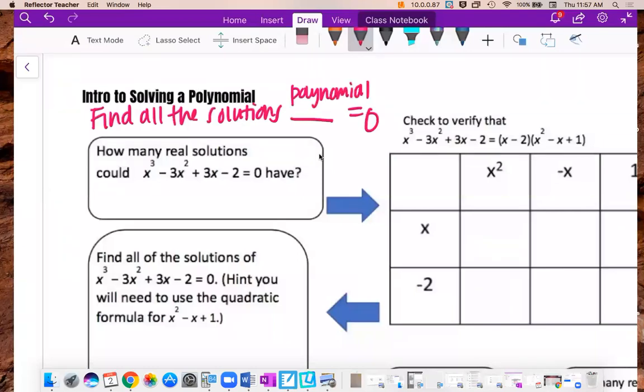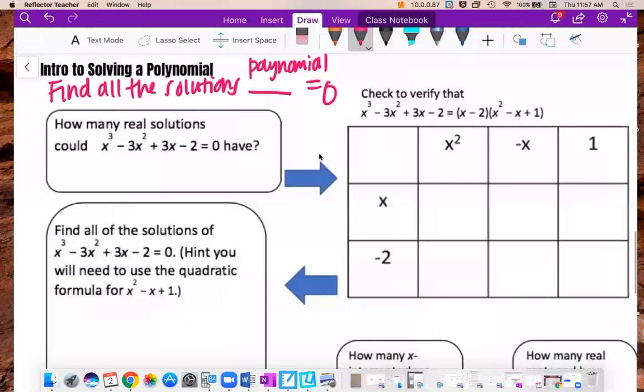Okay, so what we are going to do is try to just start working on solving this problem and get down to what all of my solutions would be.